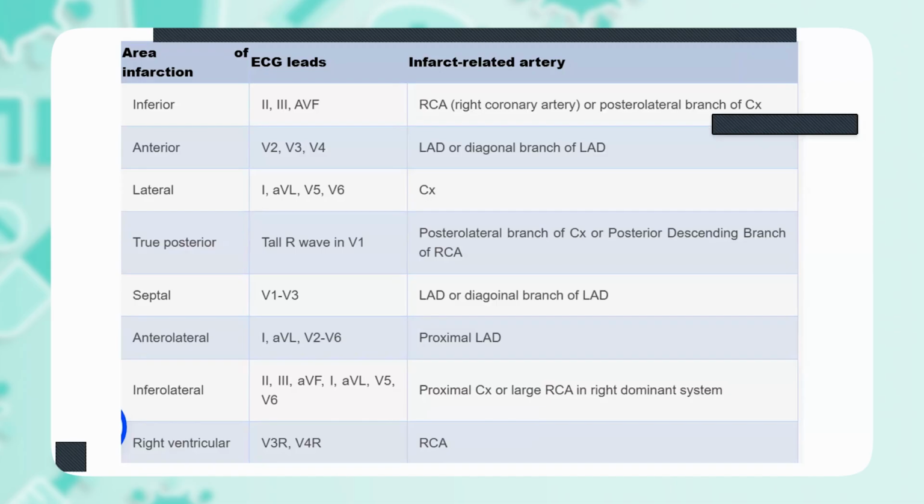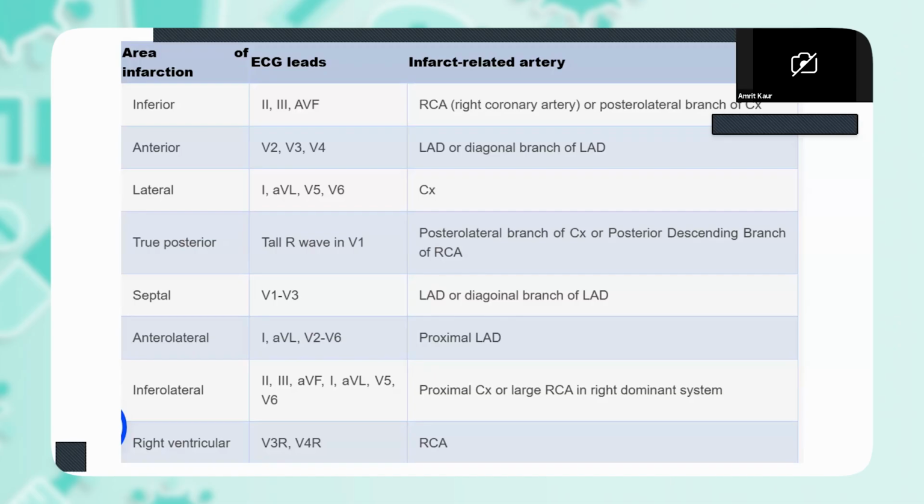So we add in additional leads. We do on the left side of the patient, below the scapula, V7, 8, 9. And those leads will show the reciprocal changes as ST elevations. Perfect. This is absolutely perfect.